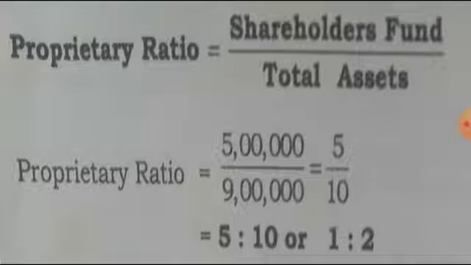Proprietary ratio is equal to shareholders funds divided by total assets. As I already said, the proprietary ratio is a relationship between the shareholders funds and the total assets. So here the shareholders funds is 5 lakhs and total asset is 10 lakhs. 5 by 10 is equal to 5 is to 10, that is reduced into simplest form, you will be getting 1 is to 2.